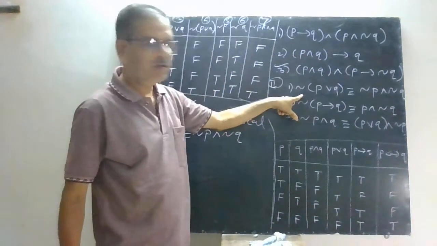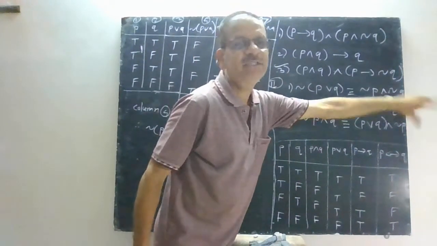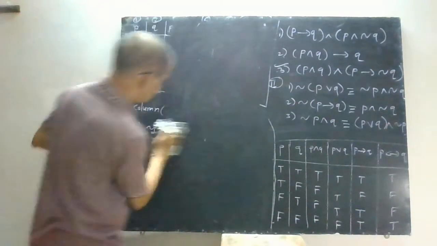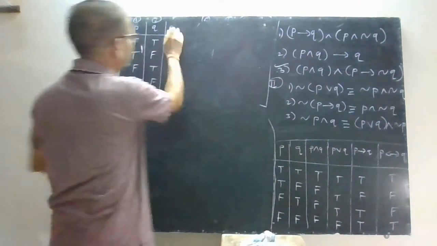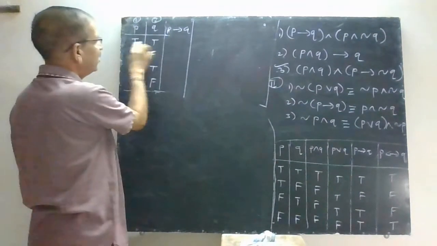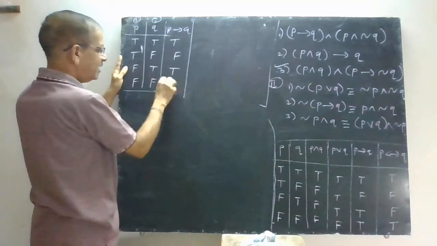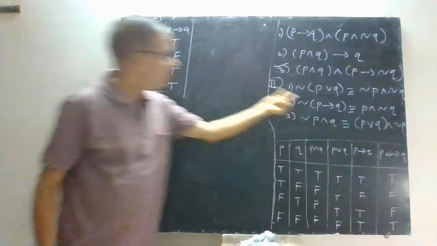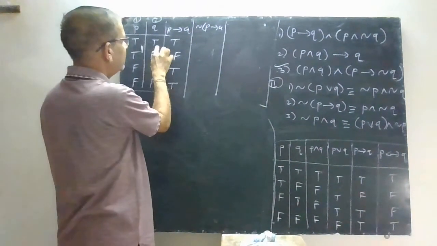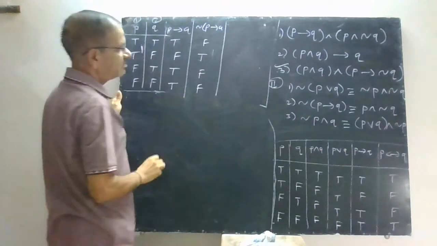But again you can have one more here, negation of P and Q. You will have to write negation P or negation of Q. Now you will try to do one more. For this one, you have to prepare first the P implies Q column. T implies T is T, T implies F is F, F implies T is T, and F implies F is T. Now its negation, that means negation of P implies Q, negation of this column: F, T, F, F.